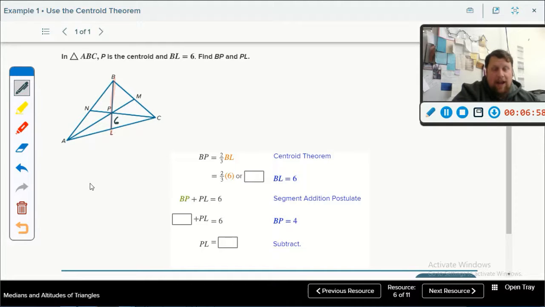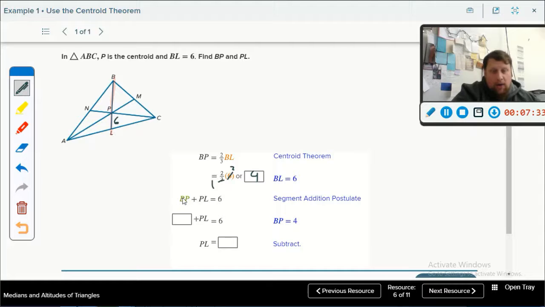Because of that, I know that 2/3 of 6, or what's 2/3 of 6? Well, 3 goes into 3 once, goes into 6 twice. It's going to be 2 times 2, or 4. So we know that BP equals 2/3 BL, right? If I want to find BP and PL, that's the centroid theorem. So multiply that out, and we can do this because BL equals 6. We just put in 6 for BL.